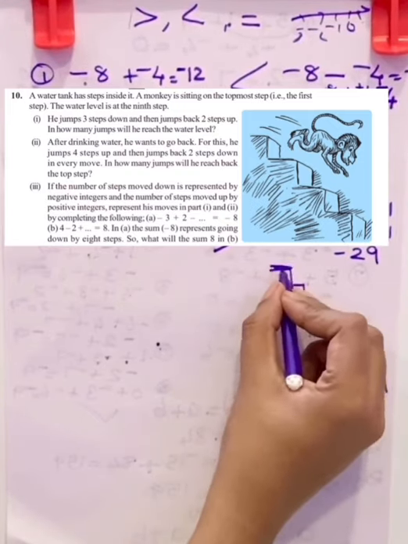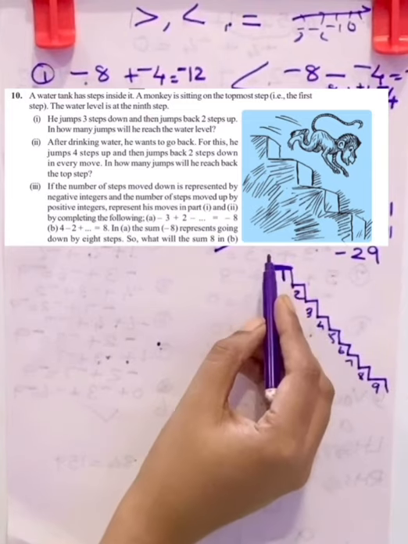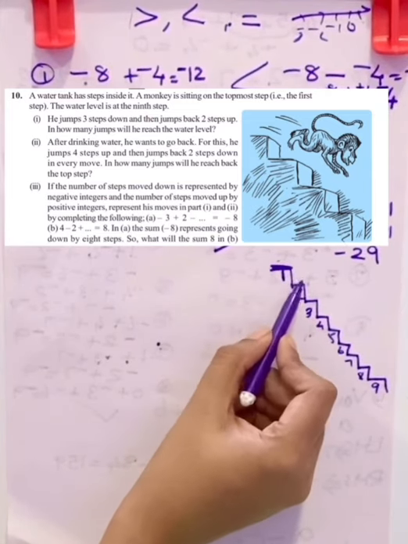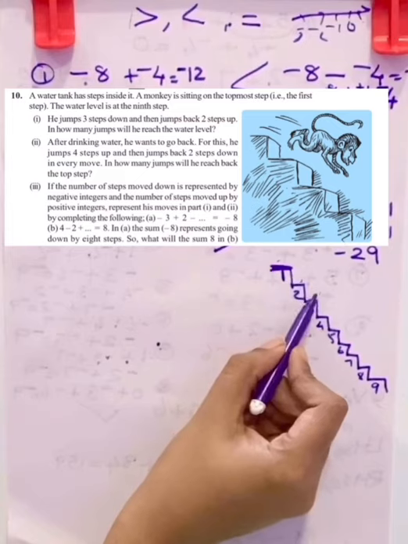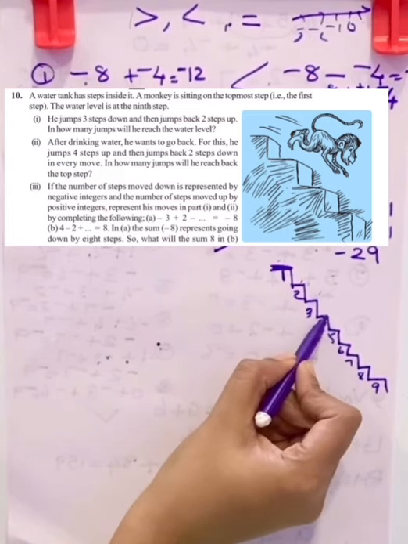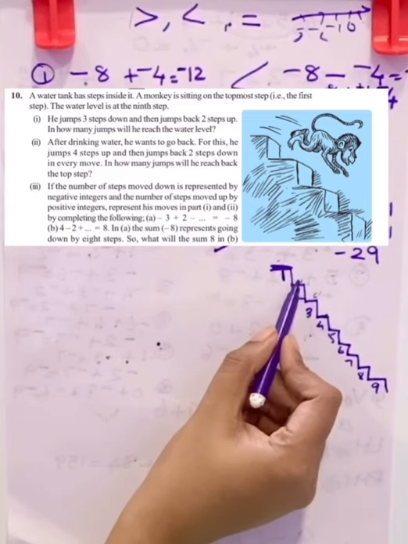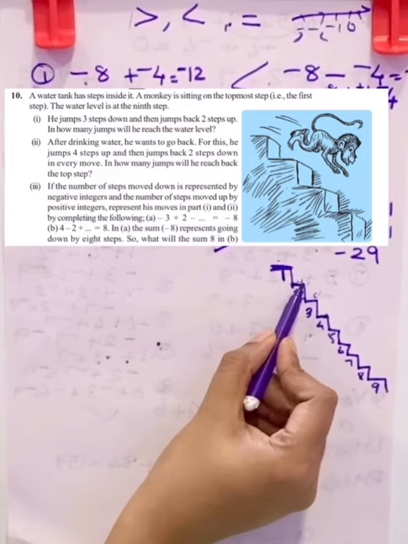Monkey is sitting here. Now the question is, he jumps 3 steps down and then jumps back 2 steps up. In how many jumps will he reach the water level? He jumps 3 steps down like this. 1, 2, 3. Now he reached here and jumps back 2 steps. Now he will reach here. In how many jumps will he reach the water level?